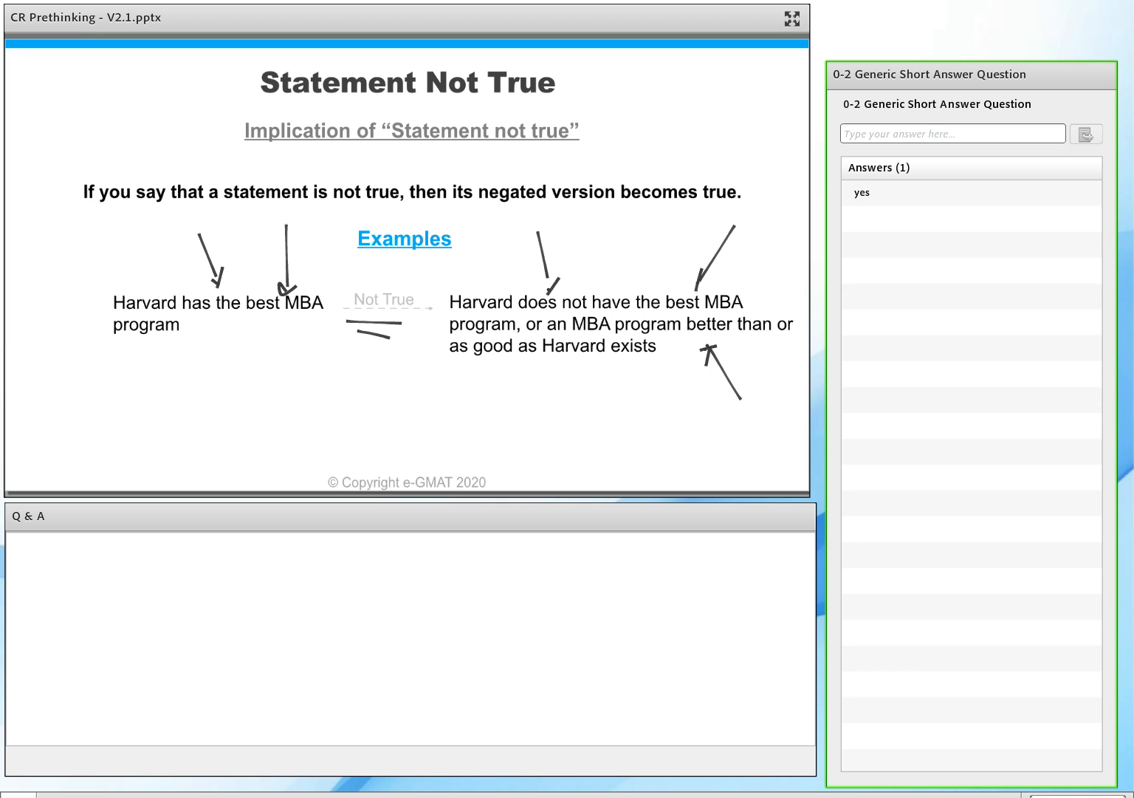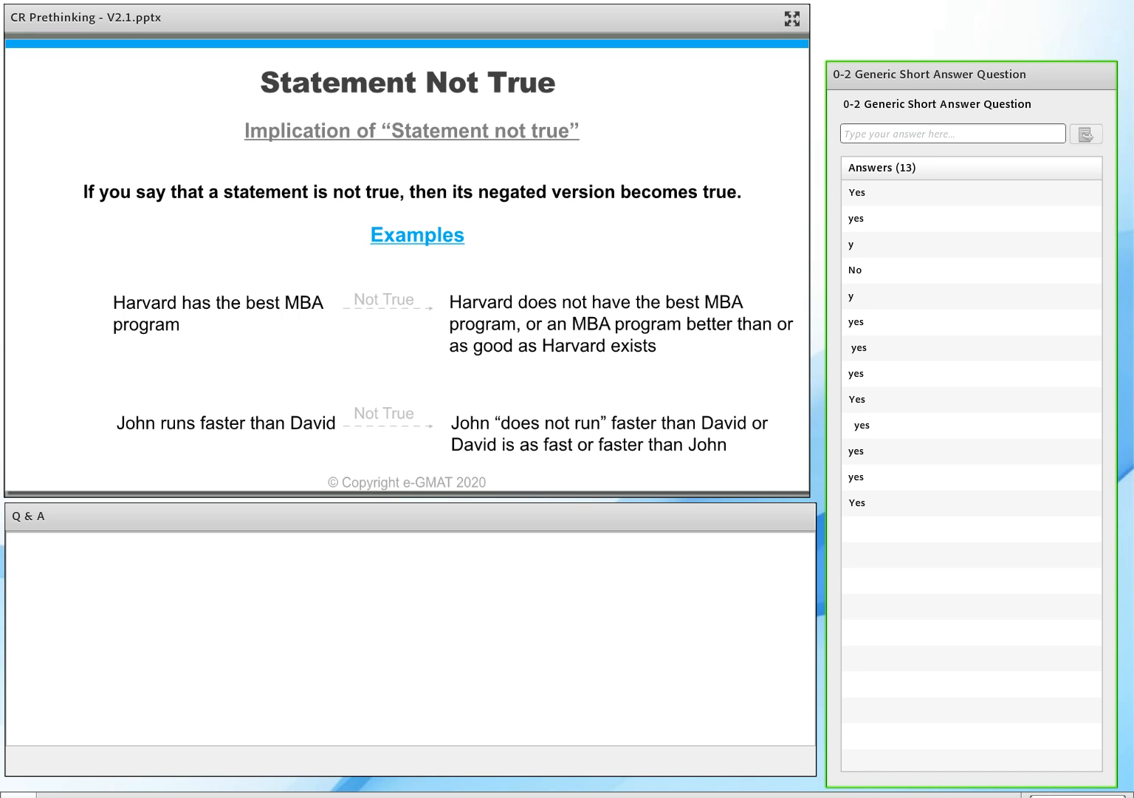Right? By definition, you're saying that. Okay. So this is what I call the code composed in your actions and statements. Let's look at this over here. If you say, let's look at this statement, John runs faster than David, and if this is not true, by definition, what you're also saying is that John does not run faster than David, or David can be just as fast or faster than John.